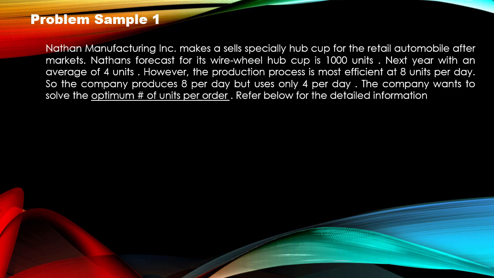So, I have here sample problem number 1. Nathan Manufacturing Incorporated makes a specialty hubcap for the retail automobile aftermarket. Nathan's forecast for its wire wheel hubcap is 1,000 units next year with an average of 4 units per day. However, the company's process is most efficient at 8 units per day. It produces 8 per day but uses only 4 per day as sales. The company wants to solve for the optimum number of units per order. Refer below for the detailed information.